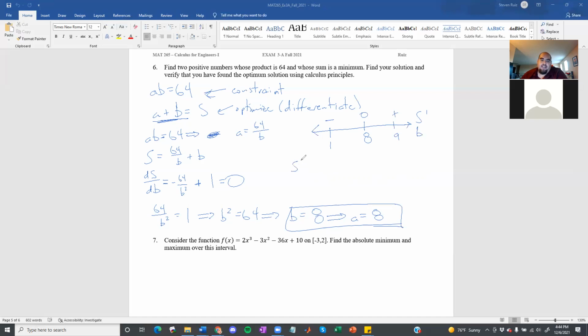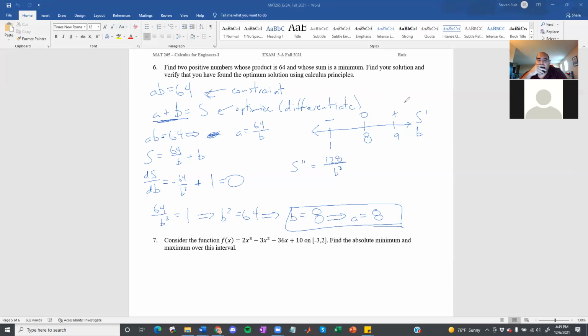So something else you could do is take the second derivative of S, and that will give you 128 over b cubed. And any positive number you put in for b is going to give you a positive number there. And the number line kind of tells you the same thing, because you can see that you're decreasing to something and then increasing afterward. That's kind of the definition of concave up. Right. Okay.